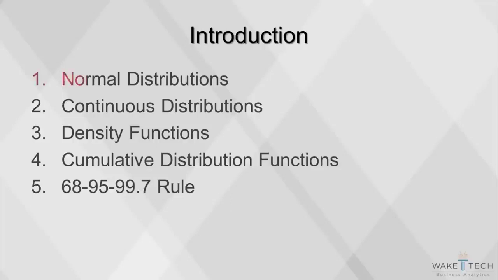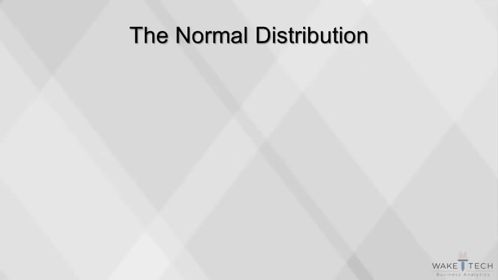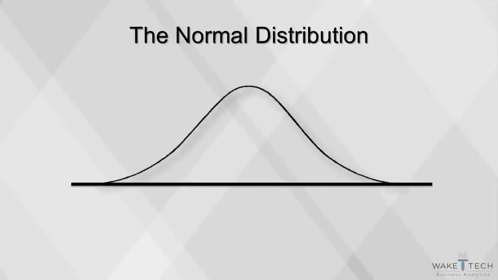This video will cover normal distributions, continuous distributions, density functions, cumulative distribution functions, and the 68, 95, 99.7 rule. The single most important distribution in statistics is the normal distribution. It's a continuous distribution, and it's the basis of the familiar symmetric bell-shaped curve. The mean of the normal distribution is in the center. The standard deviations are marked at equal distances from the mean. Any particular normal distribution is specified by its mean and standard deviation.